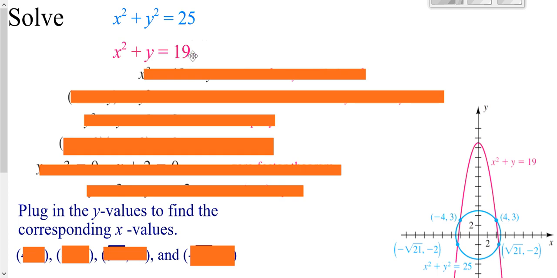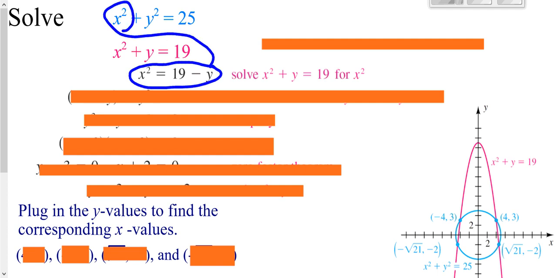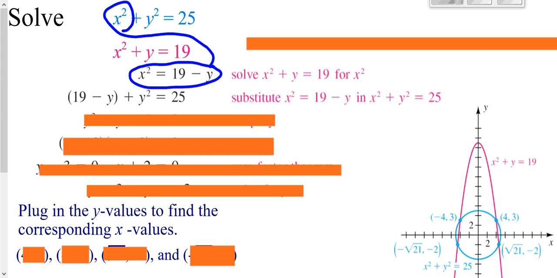To solve this system, we could solve the bottom one for y, but then if we plugged it in, we'd have to then have something with a 19 and an x squared, and then we'd have to square that. Since they both have x squareds, it's going to be easiest to solve it for x squared. So subtract 19 from both sides. Then all we have to do is to take this, which is an x squared, and plug it in right here. When we do that, we get this.